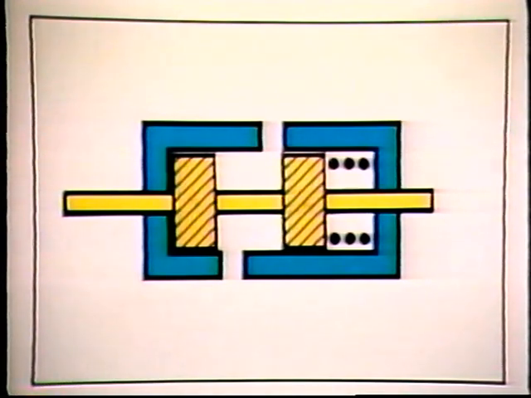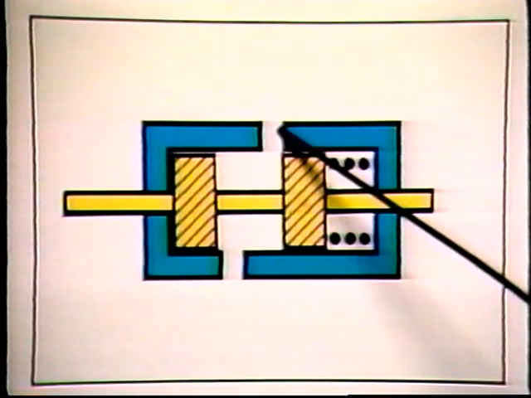One method used to classify directional control valves is by the number of flow paths that are set up in the various operating positions. So you will hear them referred to as two-way, three-way, and even four-way valves. Here is a two-way valve. It has two ports, here and here.